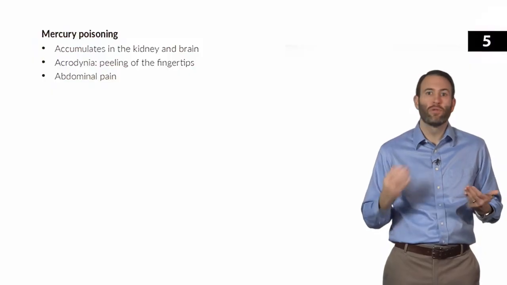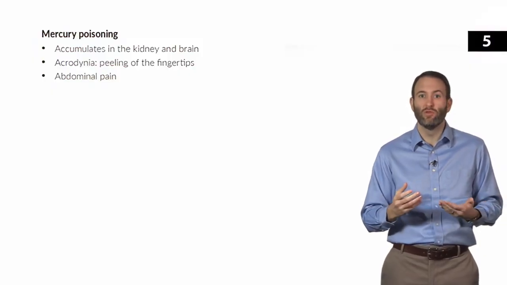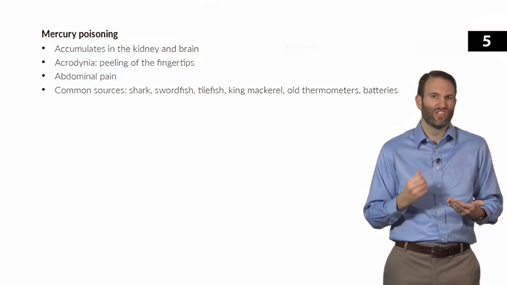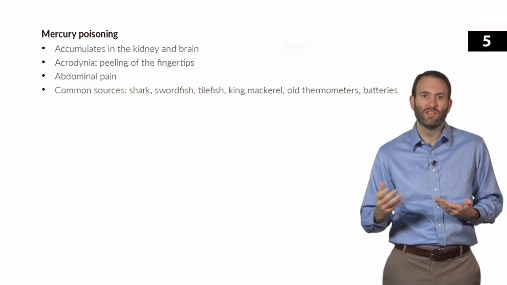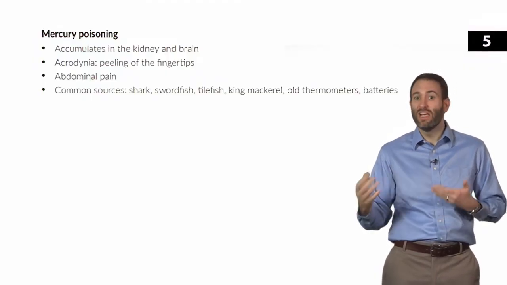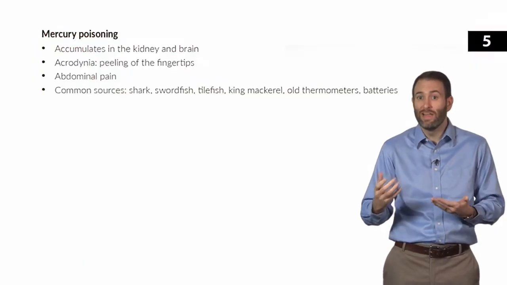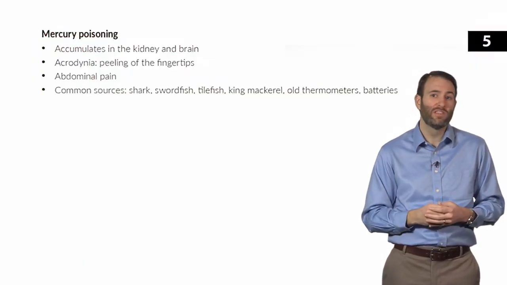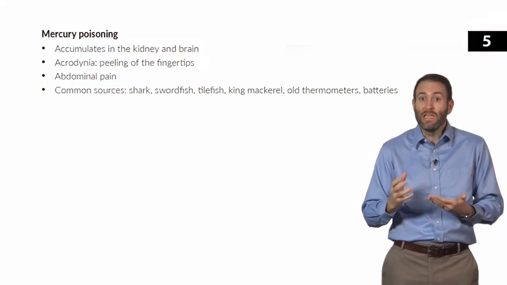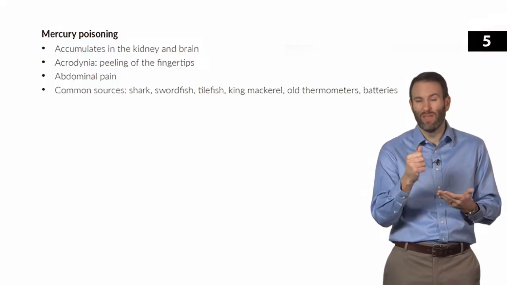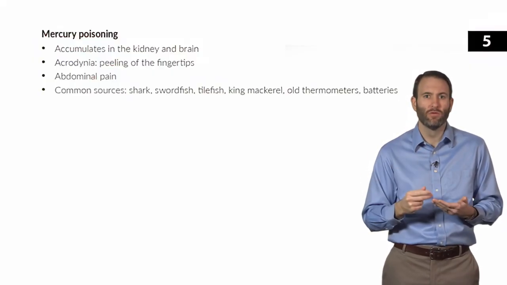So who gets mercury poisoning? Well, some common sources of mercury include certain kinds of fish, so big fish like shark and swordfish, tilefish, and king mackerel. Now, because of the potential harm to the fetus, so you can get some fetal brain damage, the FDA has recommended specifically that pregnant women avoid eating those types of fish, which we mentioned. So the big fish: shark, swordfish, king mackerel, tilefish.